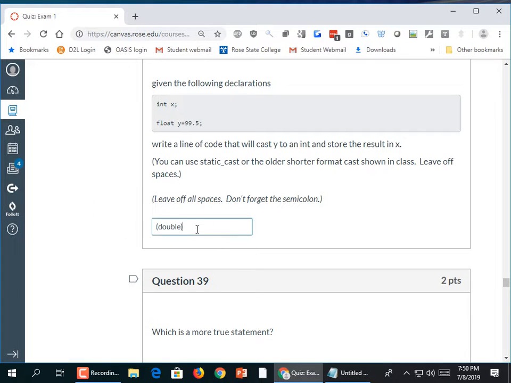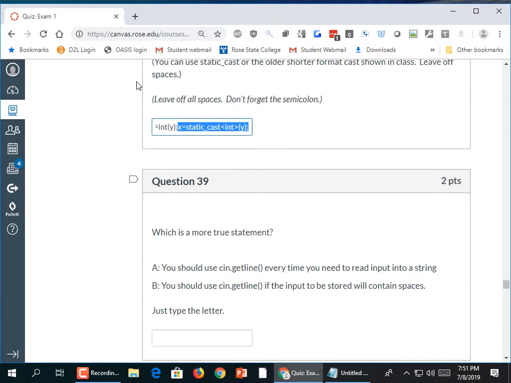But there's 3 ways of doing it. If we're going to cast y to an int, you could say x is equal to (int)y, or you could say x is equal to int(y), or you could use static cast. X is equal to static_cast<int>(y). Now, obviously, that's the most complex one. And I suppose that it's also the recommended one now, since it's the most recently introduced C++ way of doing it.